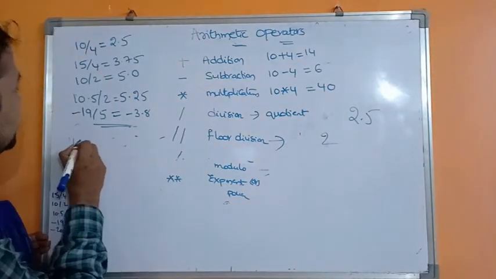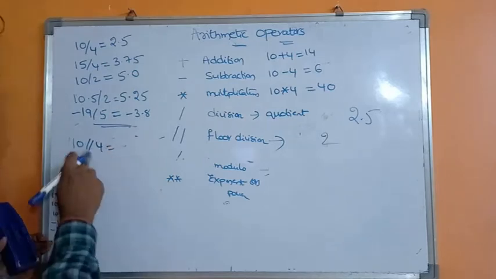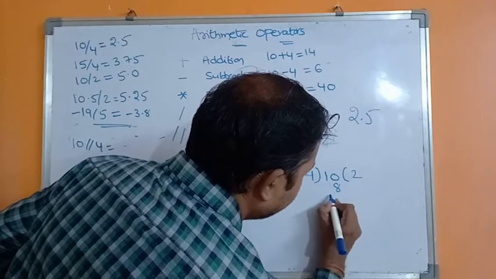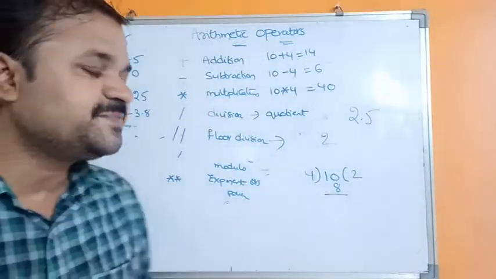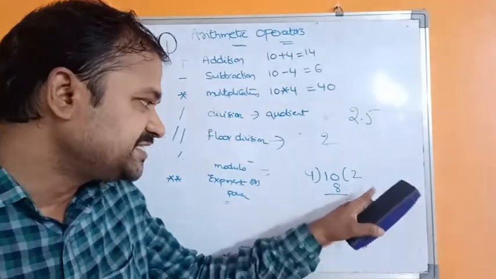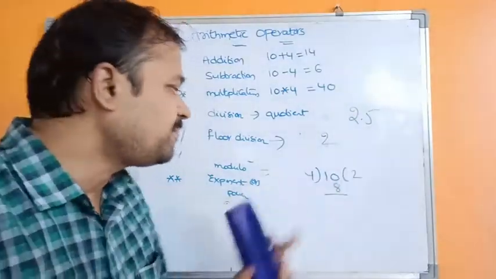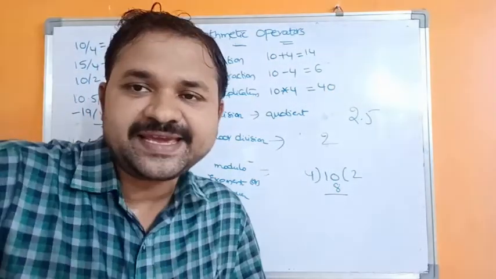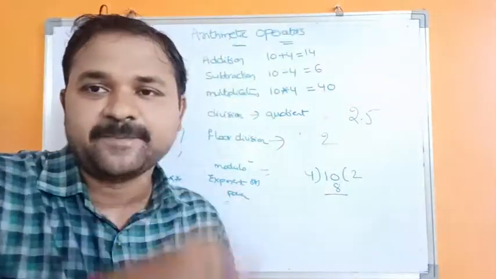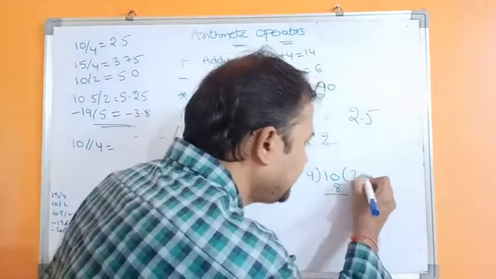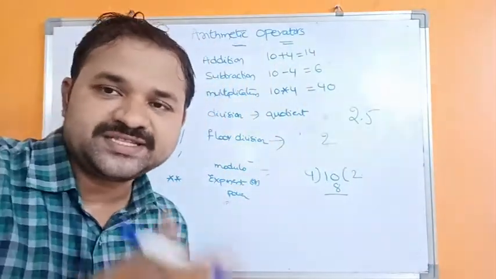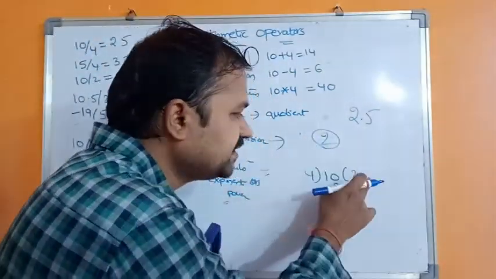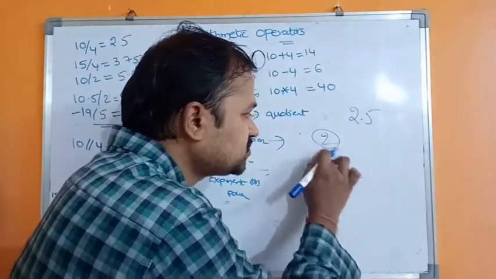Let's take the first example. 10 by 4 floor division. Here floor division means we have to take an integer of the corresponding result. If we perform 10 by 4, actually we will get 2.5 as the result. But floor division means we need to take an integer which is less than that number. So we have to consider an integer which is less than 2.5. Here 2 is an integer which is less than 2.5. So the result will become 2.